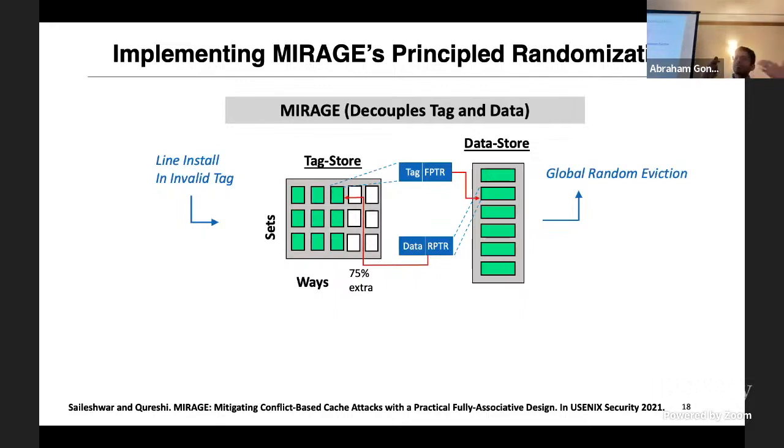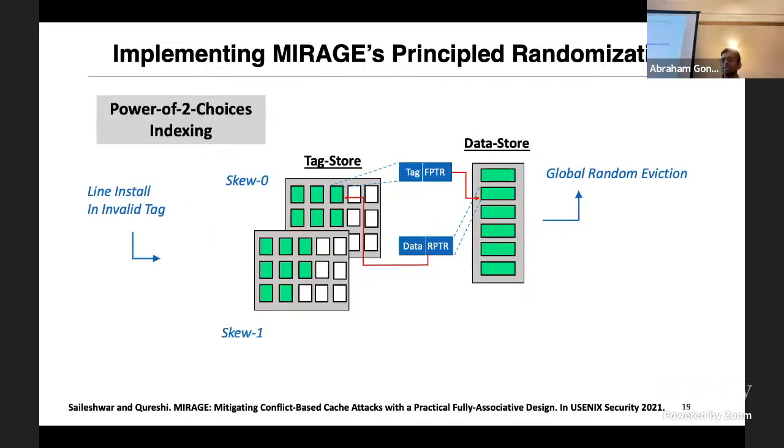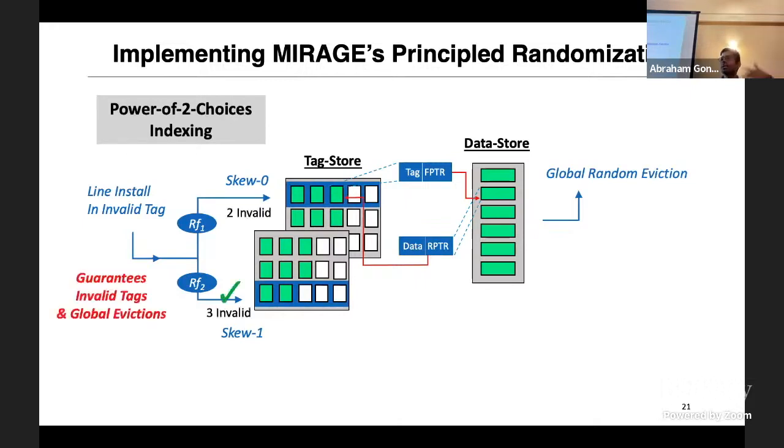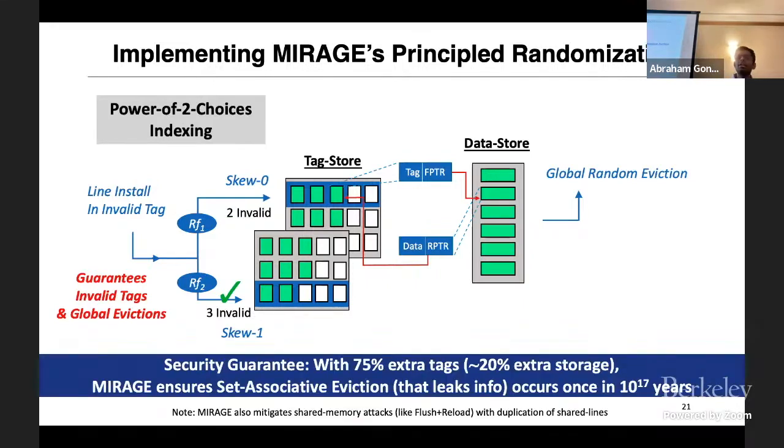To ensure that there is availability of invalid tags in the index set, we use power of 2 choices indexing, where we split the tag store into 2 structures, or skews. When a new line comes in, it gets indexed into 2 sets, and we always pick the set with the lower load. This leads to a very balanced distribution of tags in the sets and guarantees the availability of invalid tags in index sets and guarantees global evictions. With this, we get the security guarantee that with 75% extra tags, around 20% extra storage, set-associative evictions that leak information never occur in the lifetime of the system.